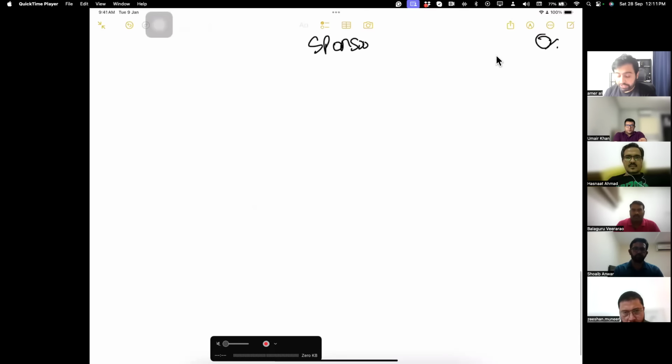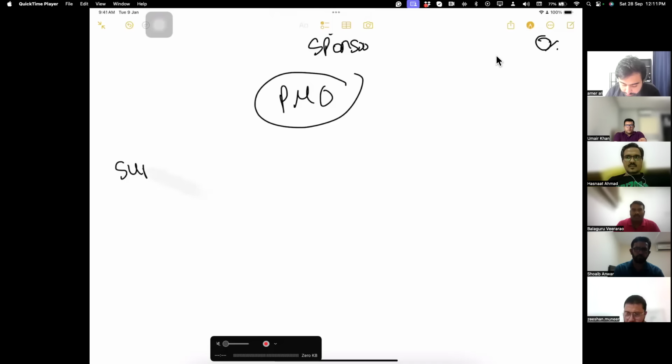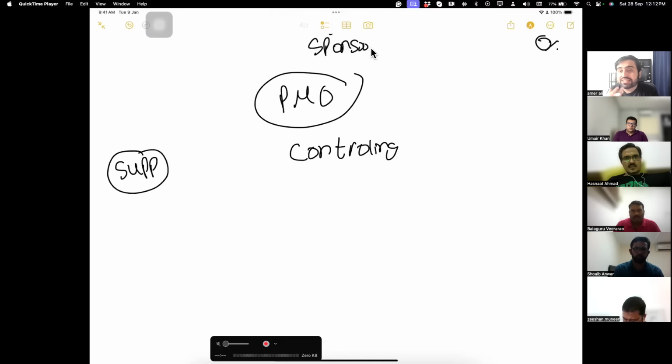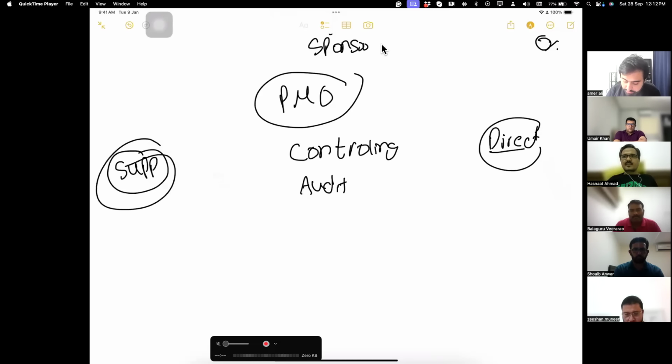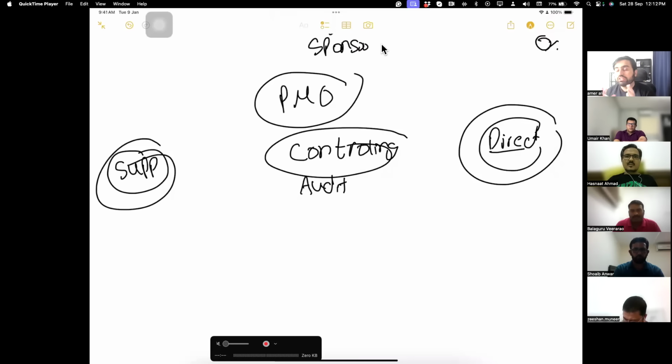Then we need to consider: do you have a project management office? Is it a supportive type that provides only tools, techniques and templates? Or is it a controlling type, which provides techniques and templates but also does your audit? Or are you in a directive type PMO? In a directive PMO, basically everything is provided, but here you are like a dummy. Day-to-day activities are monitored. They tell you, this is the activity to do. So supportive, controlling, and directive: three different types of PMO.